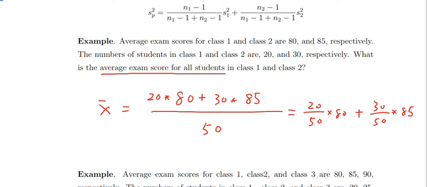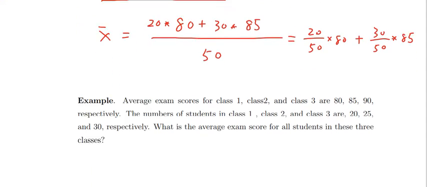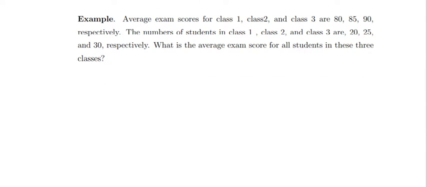Weighted on what? On the number of students, right? Okay. So here is the same problem. If we have 3 classes, the averages are: class 1 is 80, class 2 is 85, class 3 is 90. So what is the average for the 3 classes?